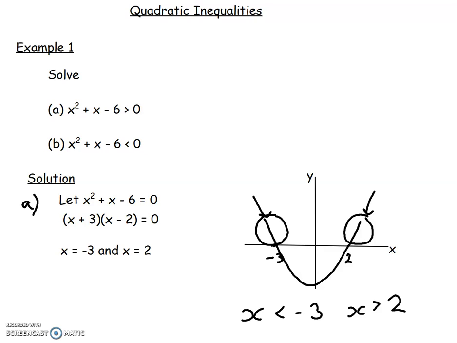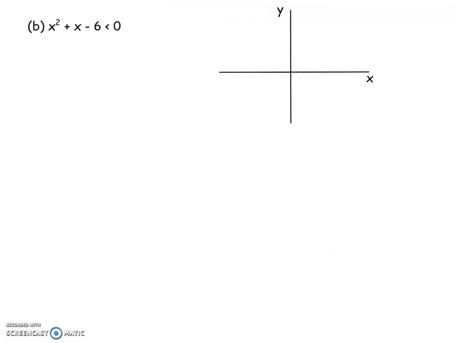If you look at B, the only thing that's changed there is it is now a less than sign. So again, we can have the same diagram. If I draw it quickly, I have minus 3 here, and I have 2 roughly around here. I draw the graph, and this time I want the region where it's less than 0. And you'll notice that there's one continuous region here where it is less than 0, i.e.